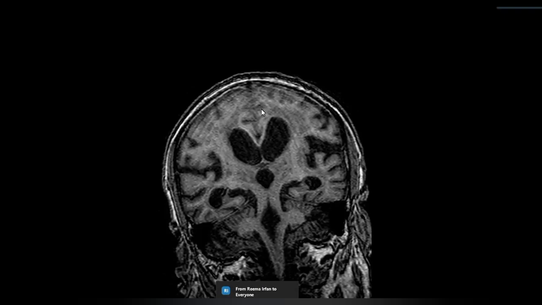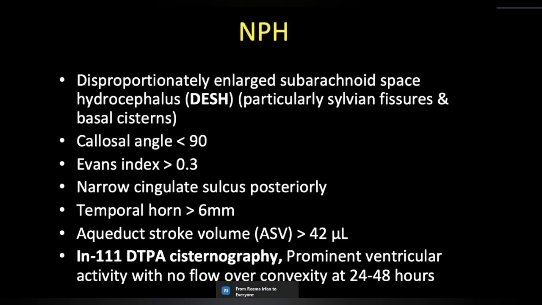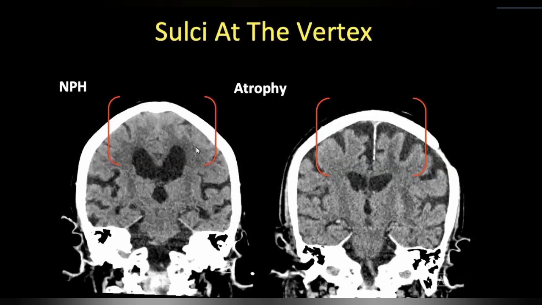So this is the NPH. These are all different signs. People use Evans index. I'm not going through all of these. Aqueduct stroke volume, they do the cisternography. I will tell you what two things I use. So the first thing, as we already said, in NPH, there will be effacement of the sulci at the top. In atrophy, we will see the sulci. So that is one sign.